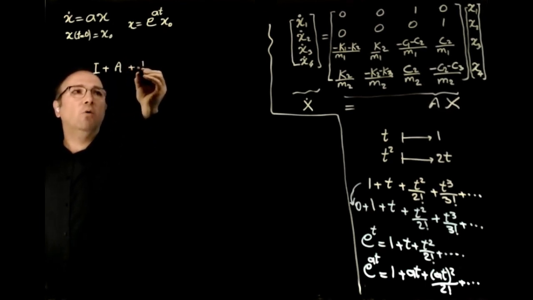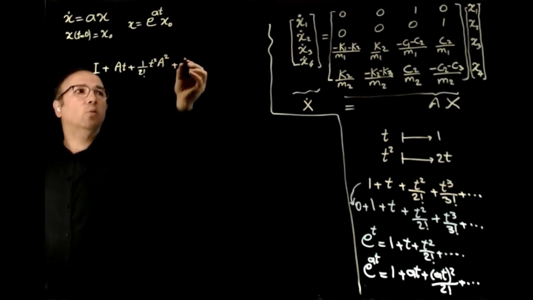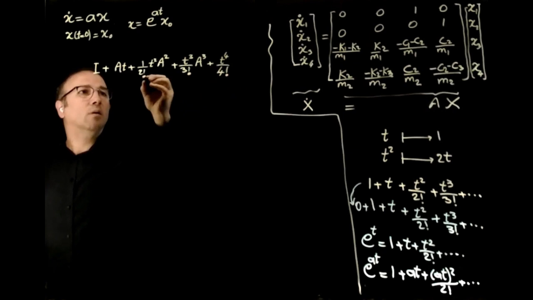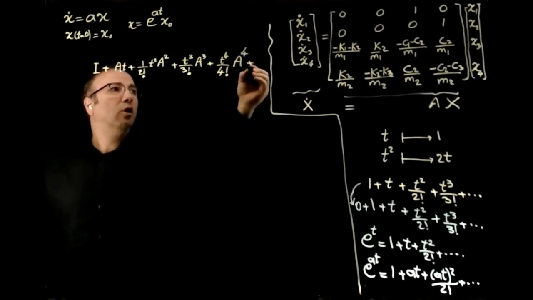A t plus 1 over 2 factorial t squared A squared, plus 1 over 3 factorial t cubed A cubed, plus t to the power of 4 over 4 factorial A to the power of 4, and plus other terms.